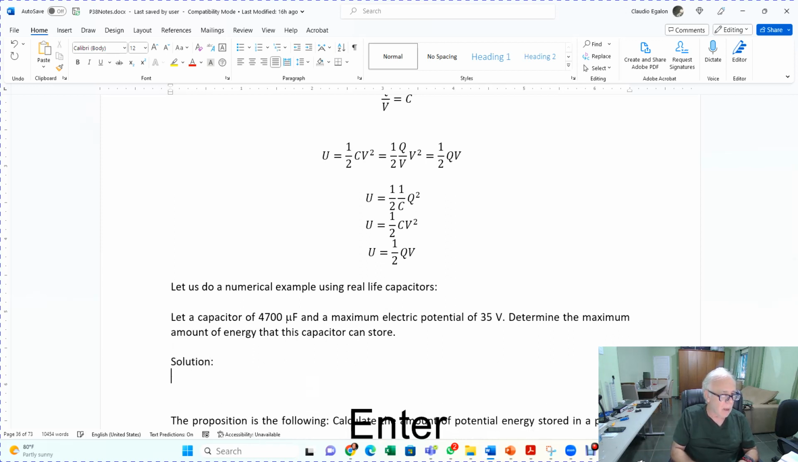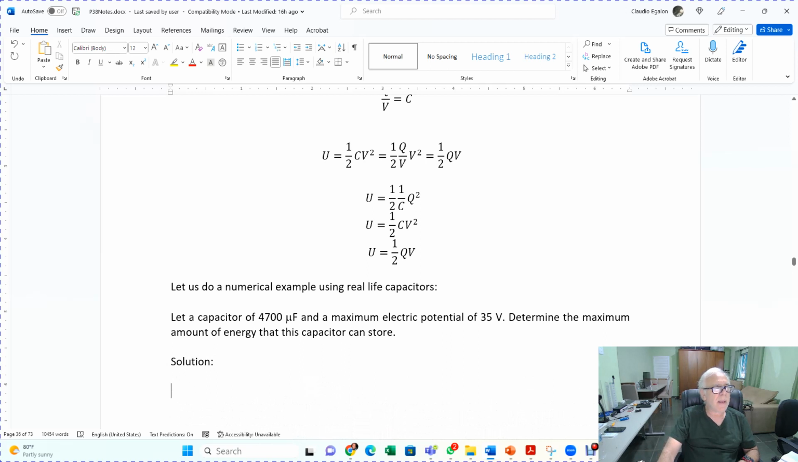Solution. All that thing involves is just numeric calculation, nothing more. We're given only the capacitance and the electric potential. We are not given the amount of charge. The amount of charge is rather difficult to measure. So we stick to the value of electric potential. We use this equation here.